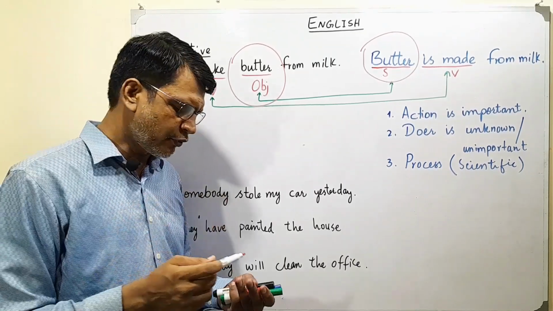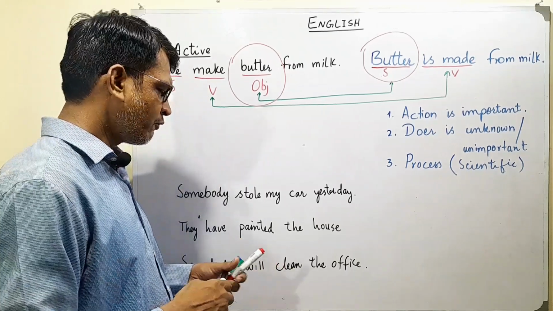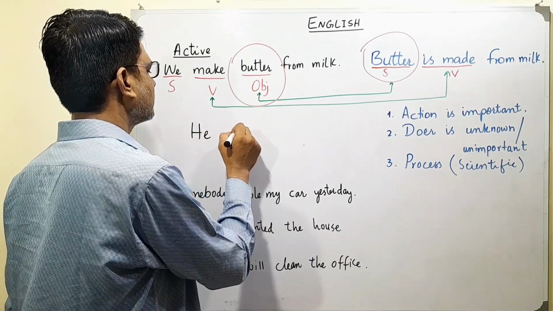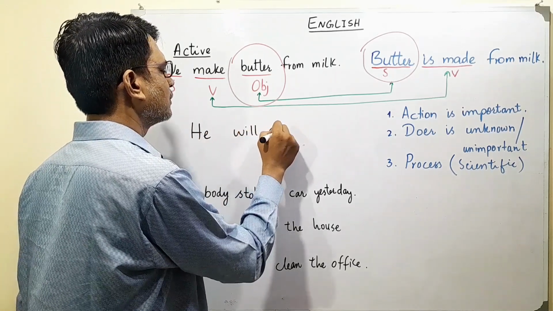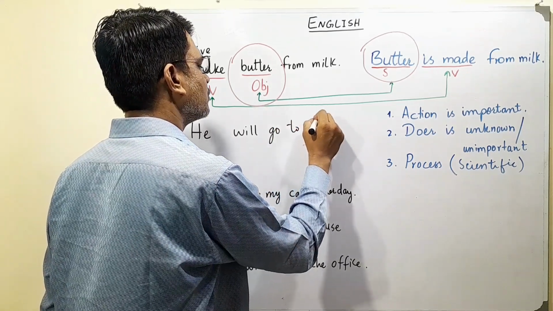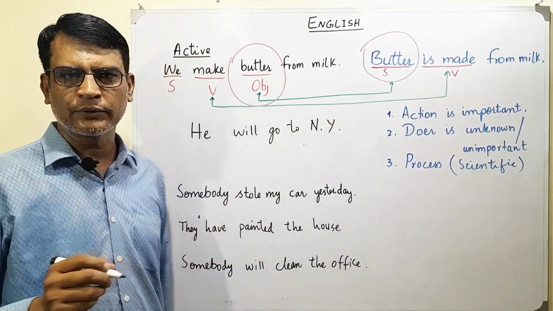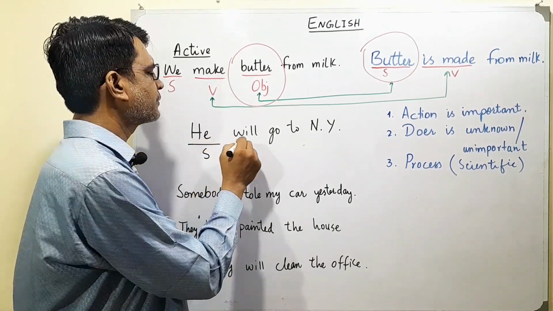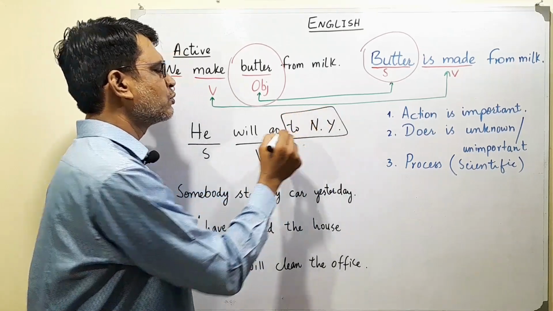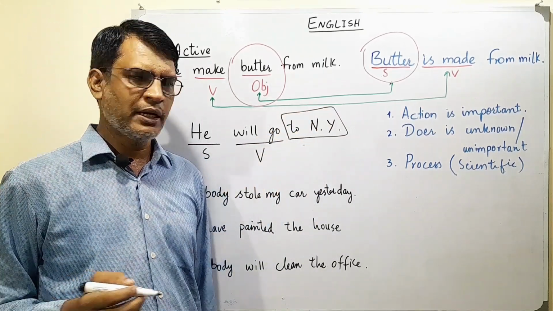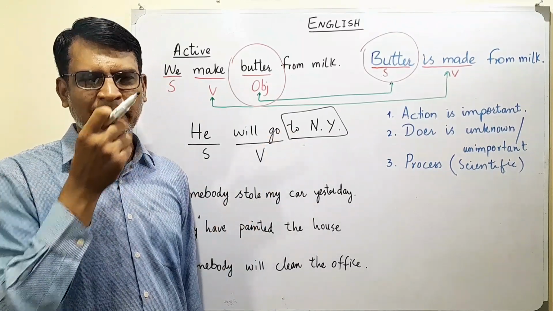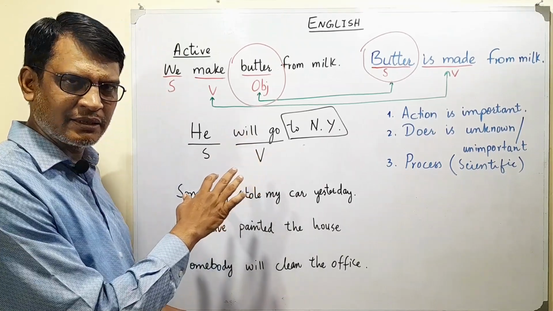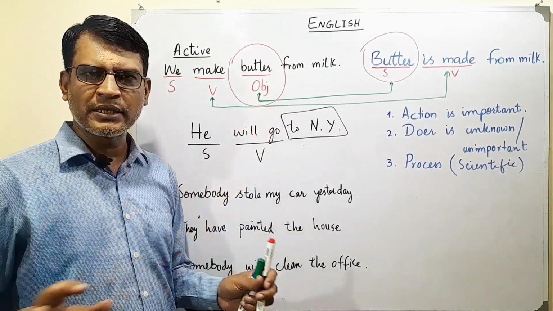For instance, let me give you an example. We say, he will go to New York. In this sentence, we have a subject, we have a verb, but we do not have an object. This part of the sentence is called a complement, which is completing the sentence. So if there is a case like this where we do not have an object, no passive is possible.